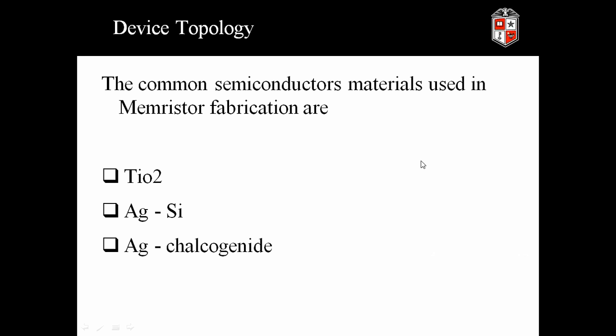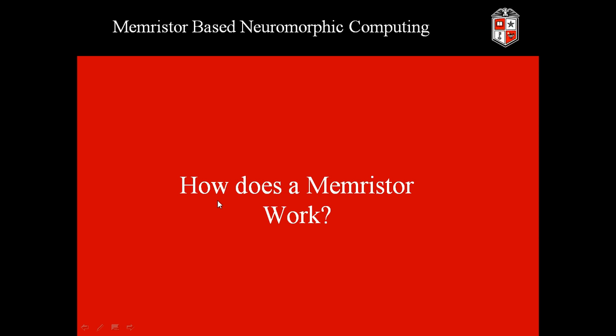These are the common semiconductor materials that are used in memristor fabrication. The first one is titanium dioxide, the second one is silver silicon, and the third one is silver chalcogenide. So, how does a memristor work?